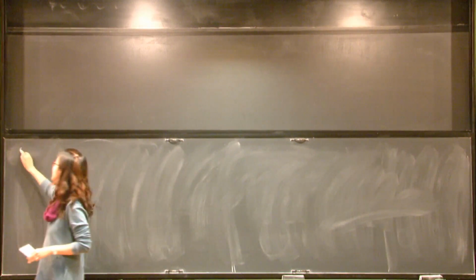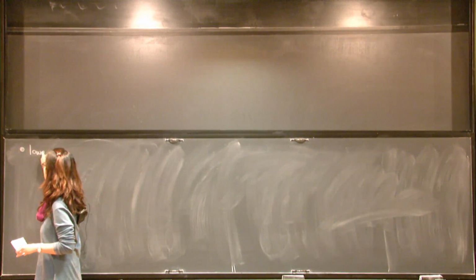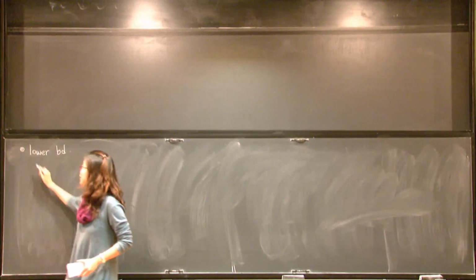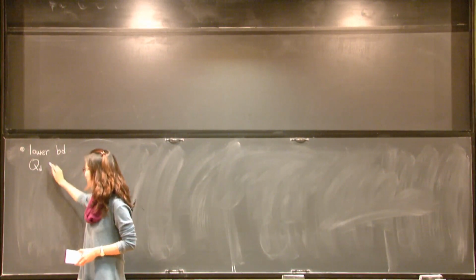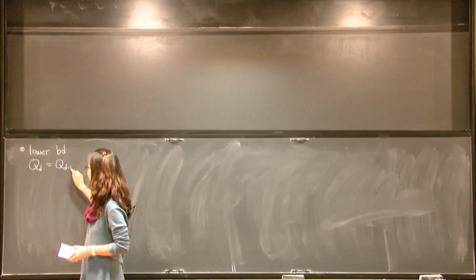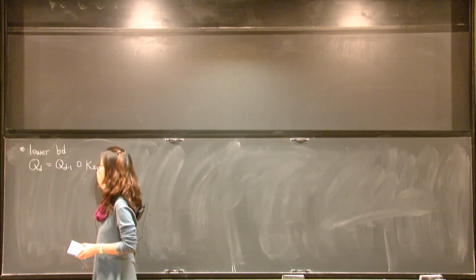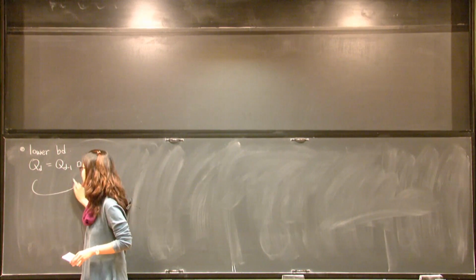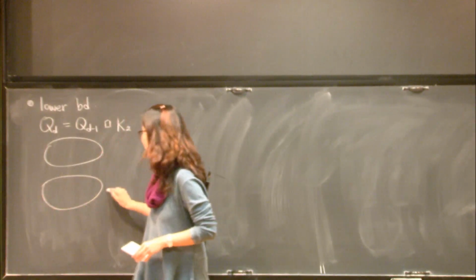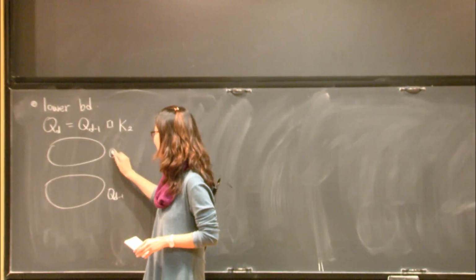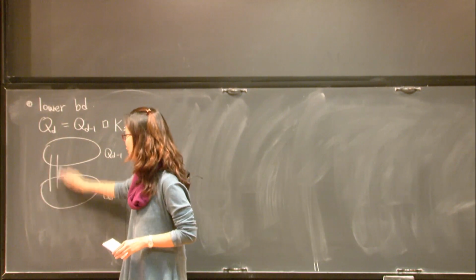Okay, so this is about the lower bound. It's gonna be fun. So we know that, let me remind you that QD is a graph product of QD minus 1 and K2, meaning that we have 2 copies of QD minus 1, and there is a perfect matching.